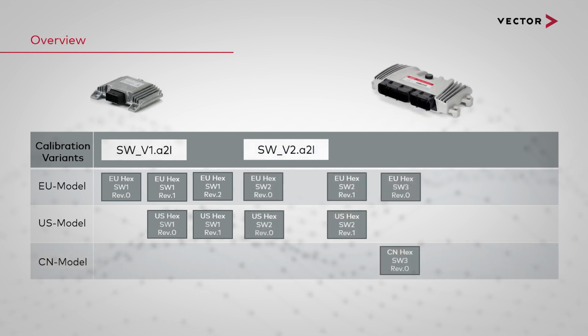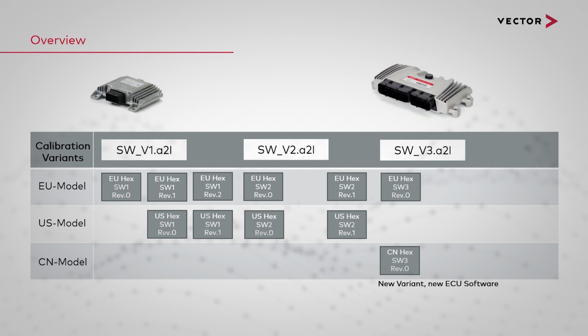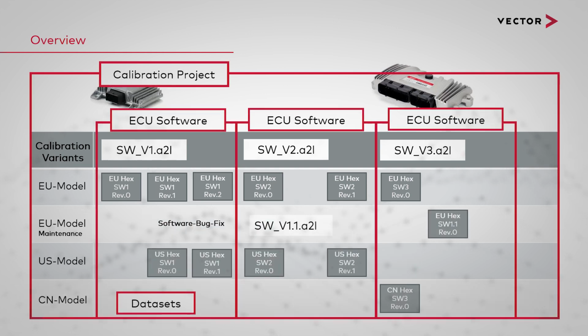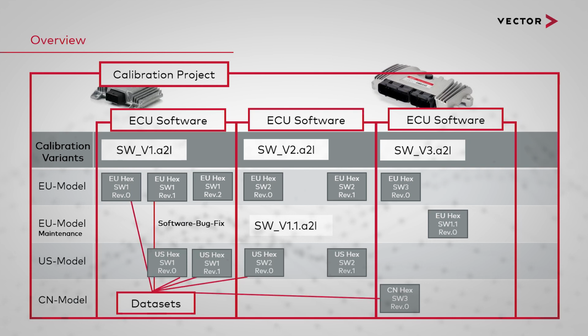The next step is a change of software for all variants. In the overview, you already see two new software versions. Furthermore, there's a new variant for CN model. Within vCDM Center, the combination of calibration variants, ECU software and revisions are contained in a project. The combination of a calibration variant and ECU software are represented as a dataset.